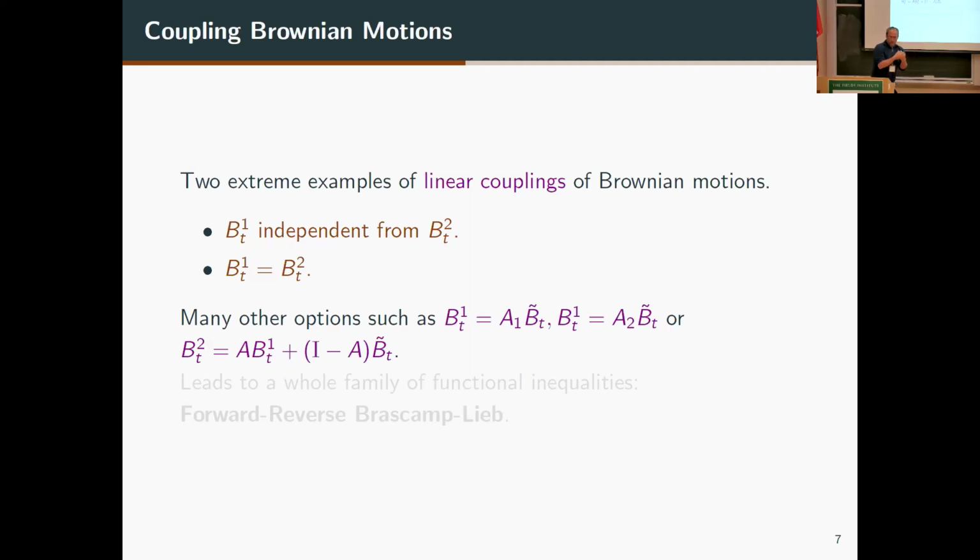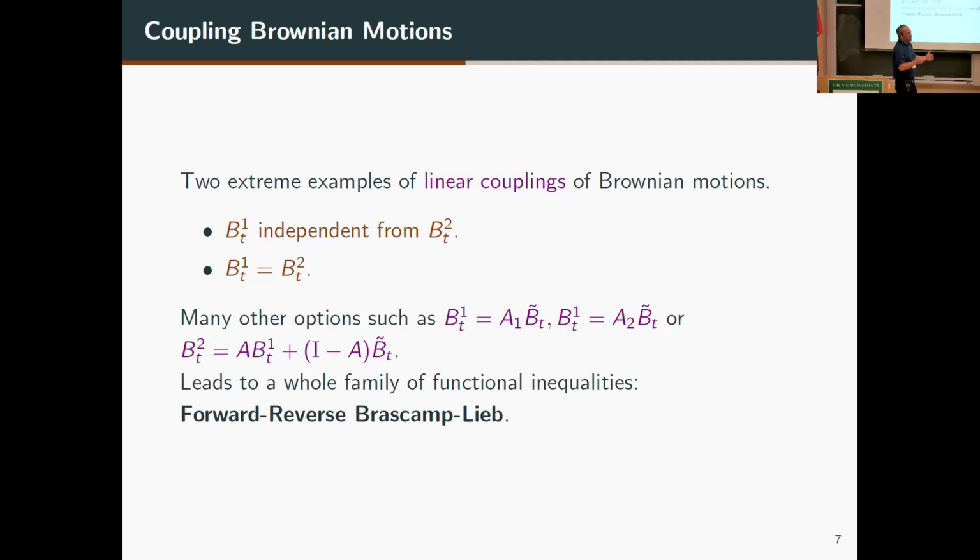And you can think about many different ways to do that, right? Maybe you can think about having some ambient Brownian motion and taking the first one to be some linear mapping of that Brownian motion, and then taking the second one to be some other linear mapping of that Brownian motion. Right, so if you take those to be orthogonal projections, for example, then that would give you the case of independence. If you take those to be identity, then that will give you the case of having the same Brownian motion.